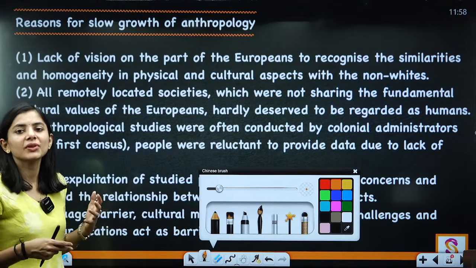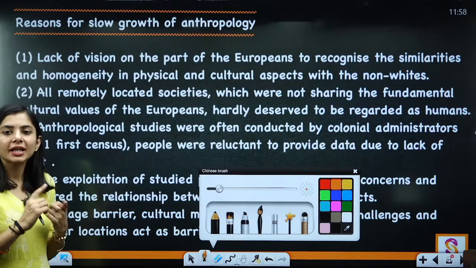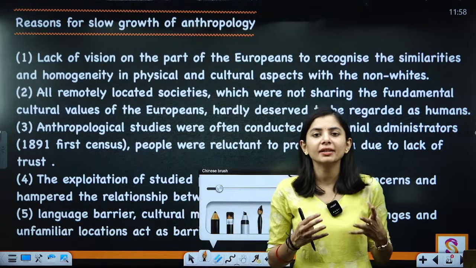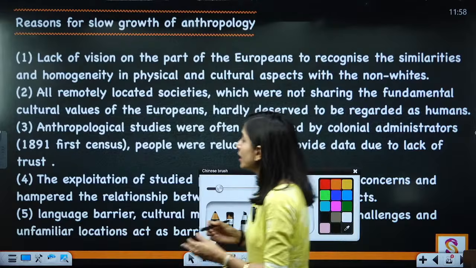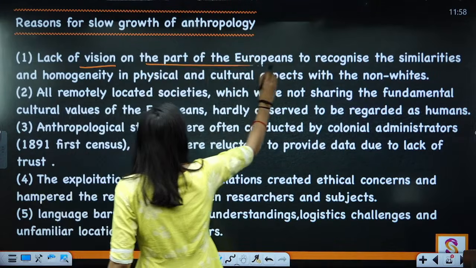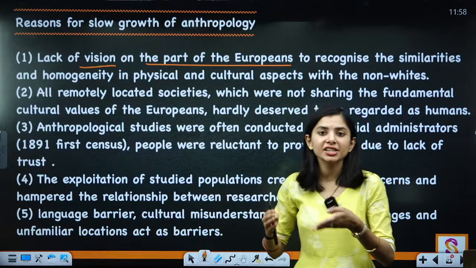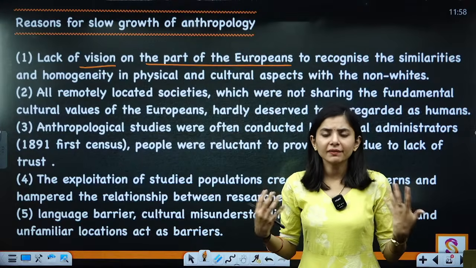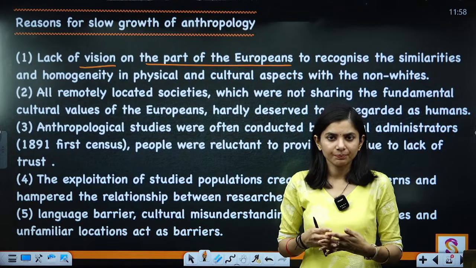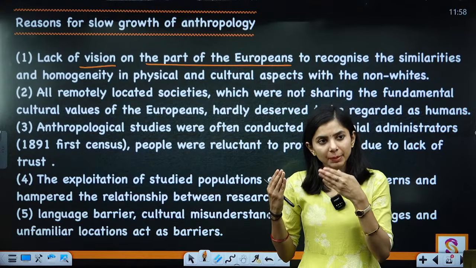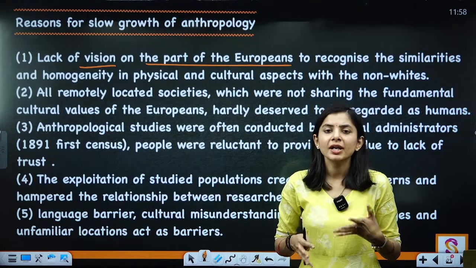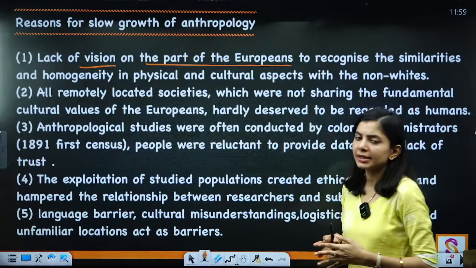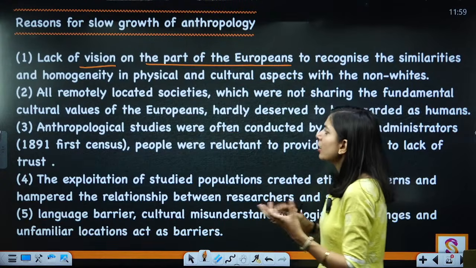So the first reason for the slow growth of anthropology was lack of vision. Earlier, we were doing the things, but we were not aware that it should get recognition as a separate subject. So first, lack of vision on the part of the Europeans. The Europeans were the ones who first initiated to travel to different areas, to communicate, to study different aspects, but they did not have vision. They were not aware that they were preparing a separate subject, and they were not aware that they should get this subject recognized as a separate subject. So that was lack of vision. Second, there was homogeneity.